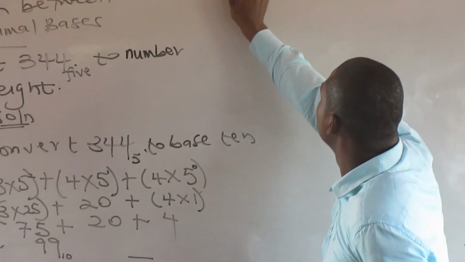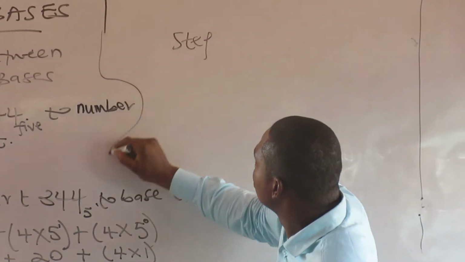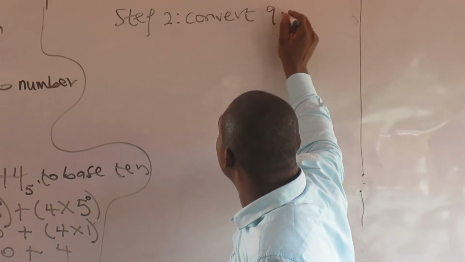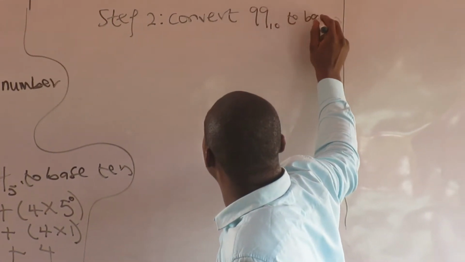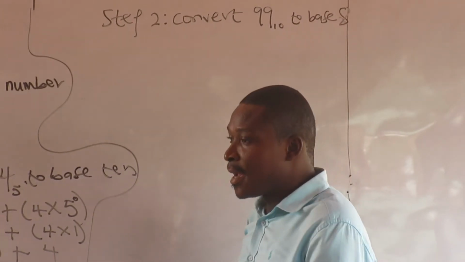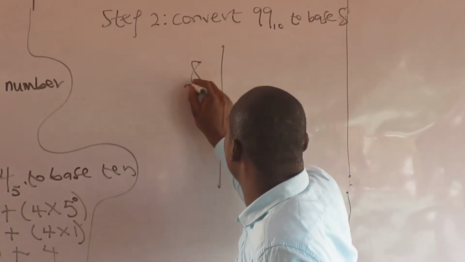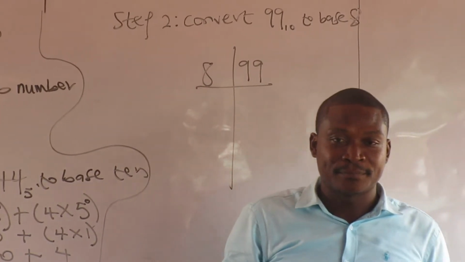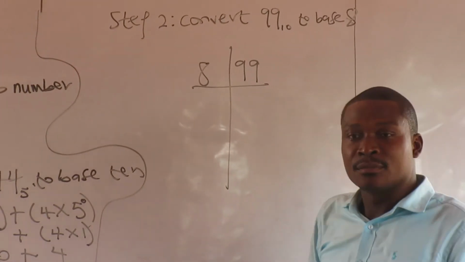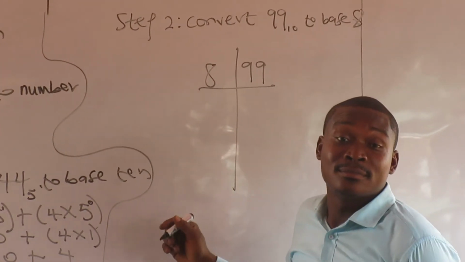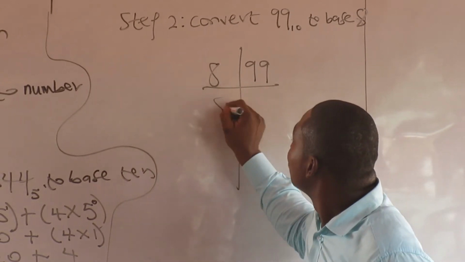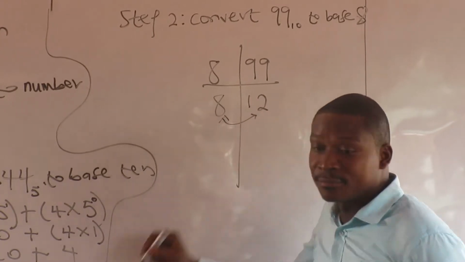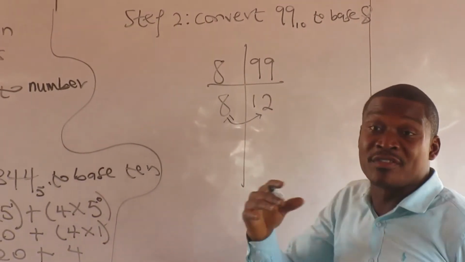Now step 2. Convert 99 base 10 to base 8. And what is the base 8? That is a long division method, remember. Now how many times can 8 go into 99? Check. Mental checks, calculator checks. Yes. So 12 times, right? Now what is 8 times 12?